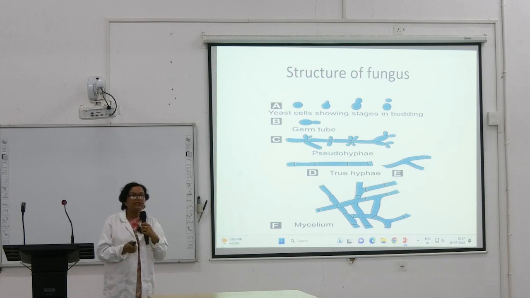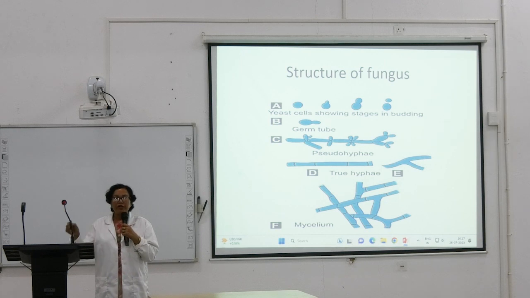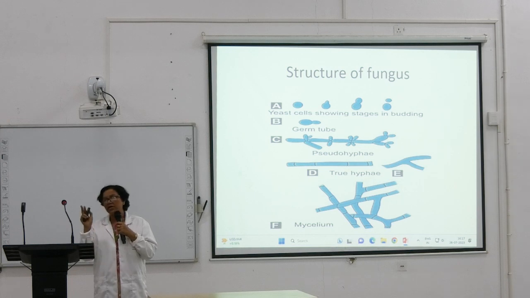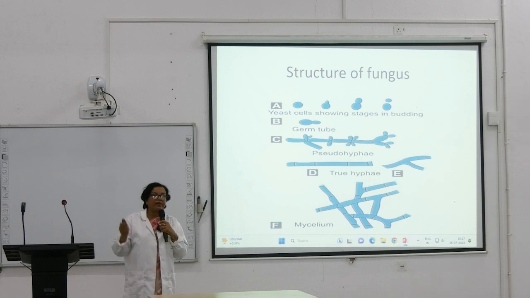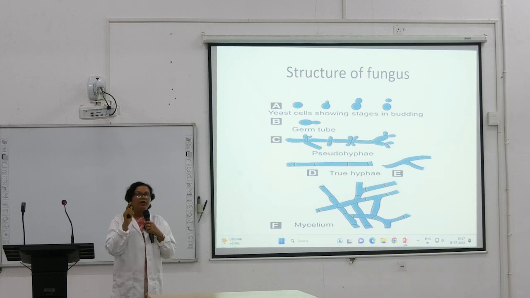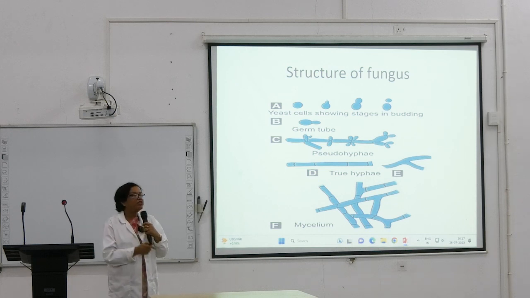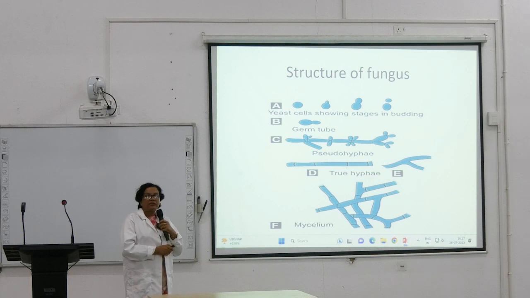It is only seen in Candida, and to differentiate Candida from different species of Candida, such as Candida albicans, Candida tropicalis, Candida krusei, Candida parapsilosis. There are so many species of Candida. To identify Candida albicans, which is most common and most important, we can differentiate by testing germ tube.